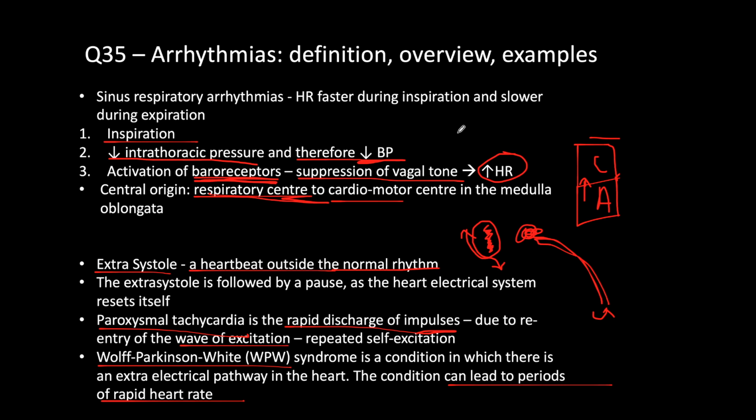So if there's a lower blood pressure, like here, the baroreceptors are going to cause a lower vagal tone, a suppression of the vagal tone, causing an increase of the heart rate. And this occurs in the respiratory center and the cardiomotor center in the medulla oblongata, and has to do with homeostasis. I hope that explains it a lot more.